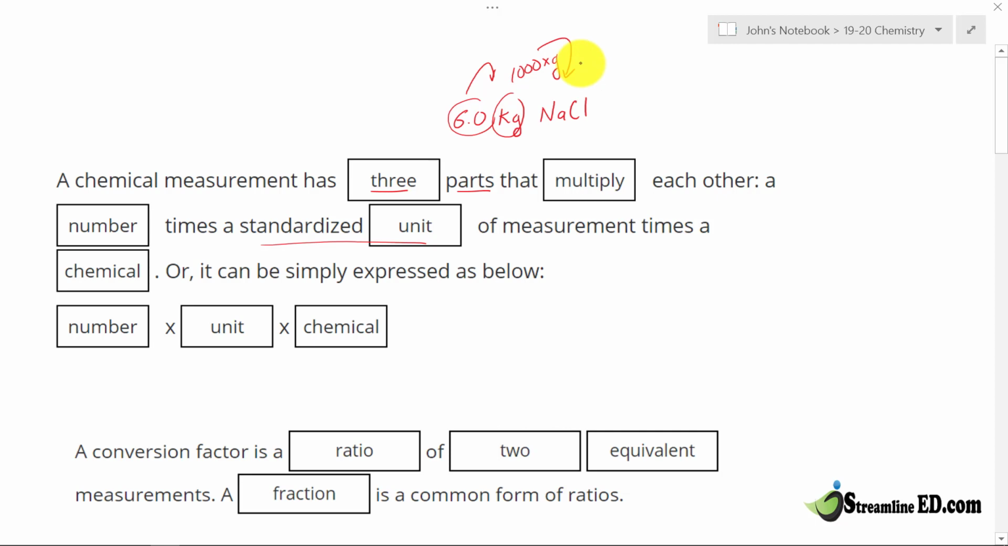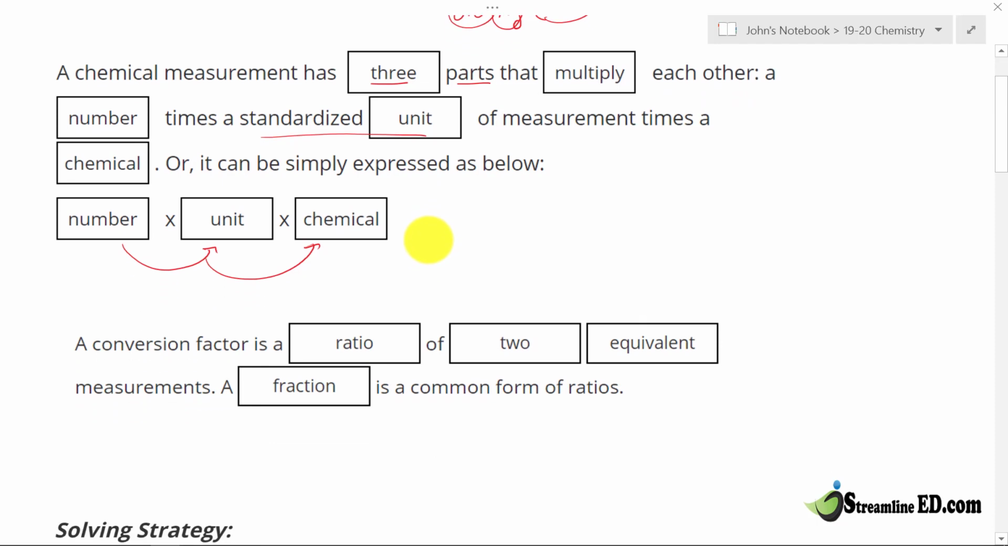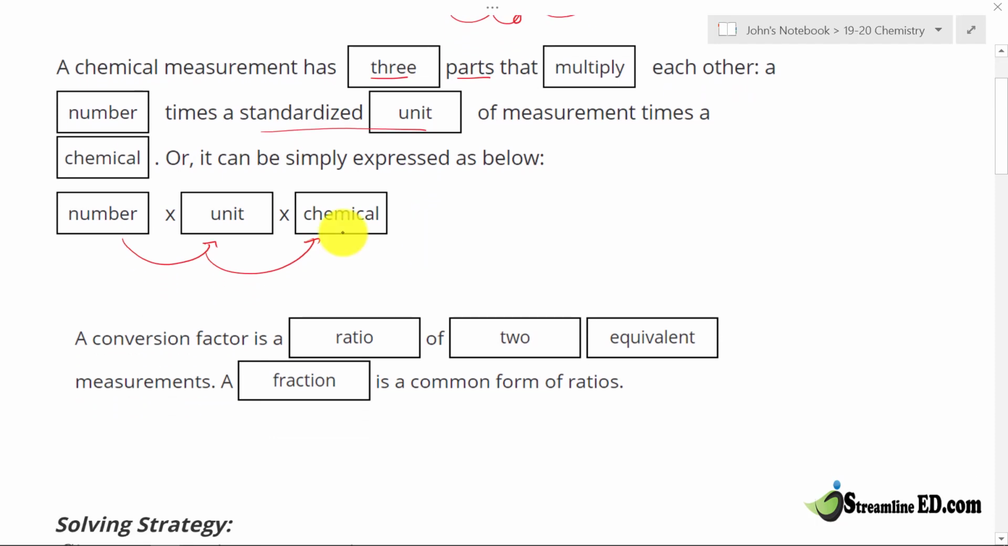They multiply each other. Well, this can be expressed by a number multiplied by a unit, and a unit multiplied by chemicals. And why are we multiplying chemicals? That's because different chemicals have different values. Sodium chloride is not the same thing as water or just sodium by itself. So that is why we have to be very careful about labeling the substance. This right here, of course, the chemical formula, tells us the substance that we are measuring.